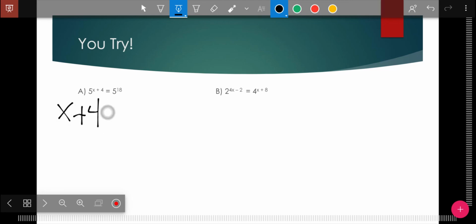And we get x plus 4 equals 18 over here because they're both base 5 already. And so we get x equals 14.